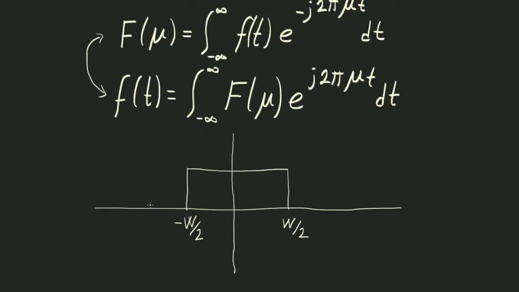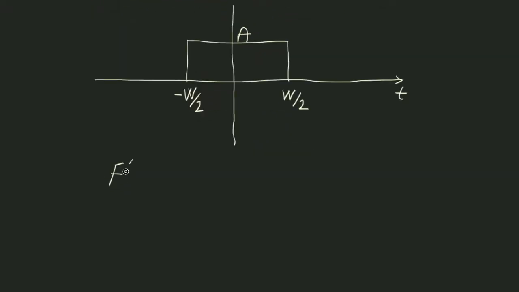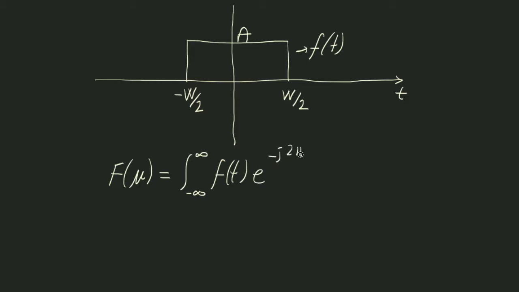This box function has a width of w and its amplitude is, let's say, a. It's in the time domain, so let's take its Fourier transform. F of mu is equal to the integration from minus infinity to infinity of our f of t, this is our f of t, times e to the minus j 2 pi mu t dt.